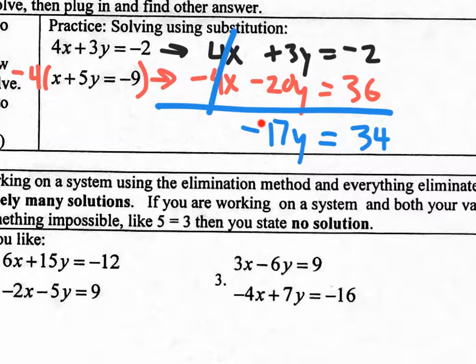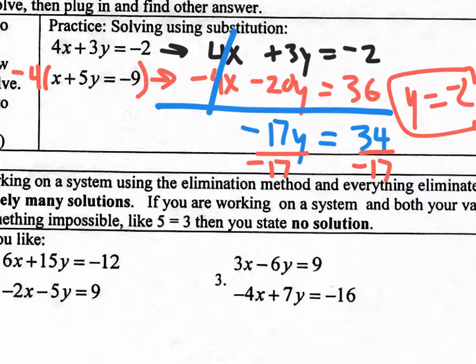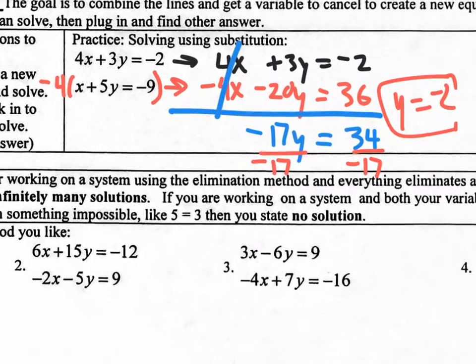We have negative 17y equals 34. What do I do to solve that? You divide by negative 17. Divide by negative 17, and your answer is y equals negative 2. Cool? And once again, that's only one answer.